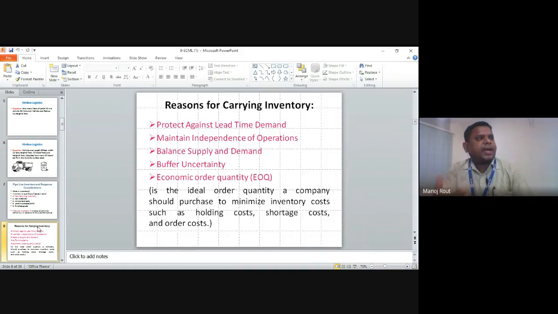The next reason is balancing supply and demand. The next is buffering uncertainties. Due to problems in transportation, manufacturing or service activity, difficulties create a buffer between workstations or transportation activities. By maintaining an optimized level of inventory, the buffer uncertainties are reduced. The next one is economic order quantity, the ideal order quantity a company should purchase to minimize inventory costs such as holding cost, storage cost, and order costs. These are the basic reasons behind inventories. Moving to the next slide.